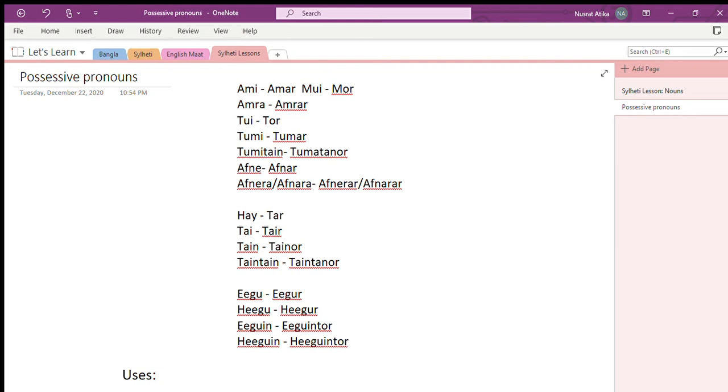Hi y'all. Today we're going to talk about a very important and useful topic. I know it seems like we've already covered this, but trust me, even though we talked about pronouns before, we haven't really talked about what we're going to talk about today. So if you're learning Sylheti, get your notebooks out, get your pens out, and start taking notes.